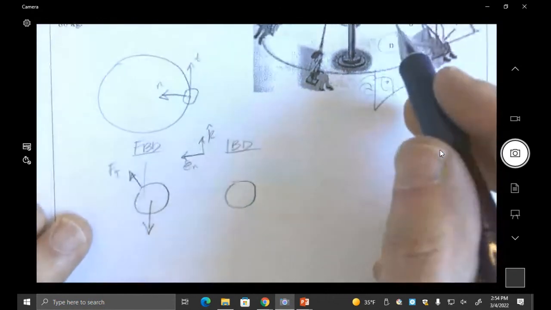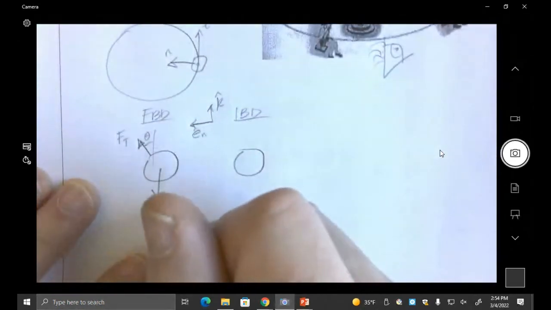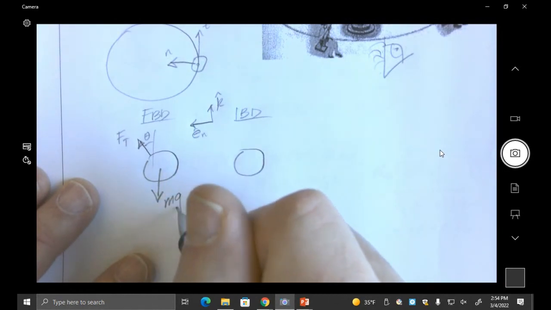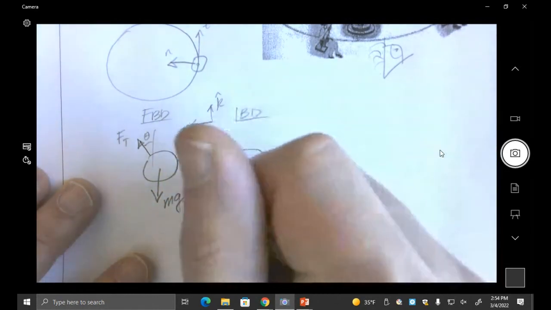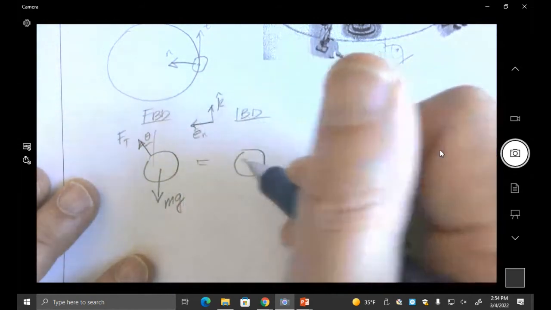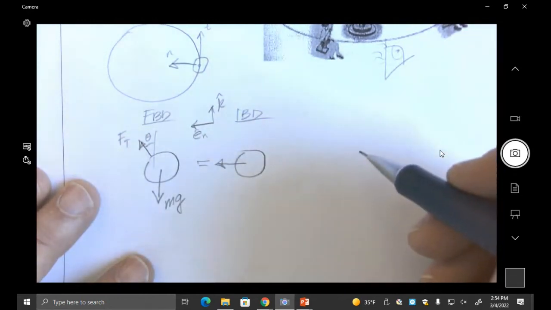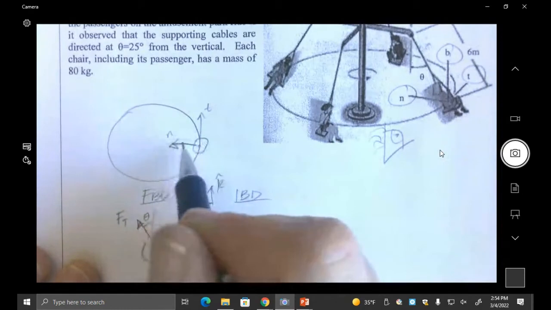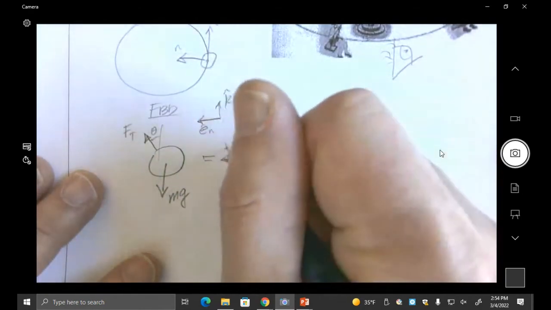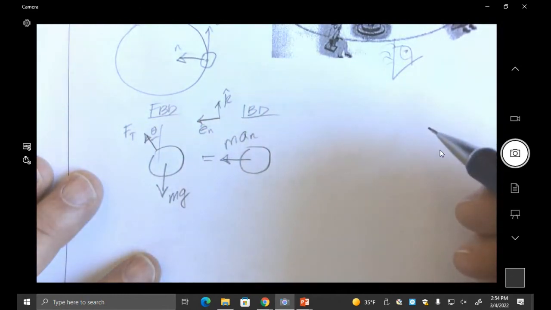And they gave us this angle right here, so this is going to be the same angle right in there. And then we're also going to have, and this was in SI units, mg. And looking at this now in the IBD, the only acceleration is going to be towards the center, right? Just like up in here, the acceleration is towards the center. We're just looking at it in a different view. So we're going to have m a_n, in the normal direction.